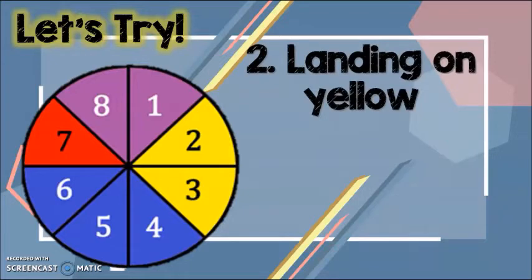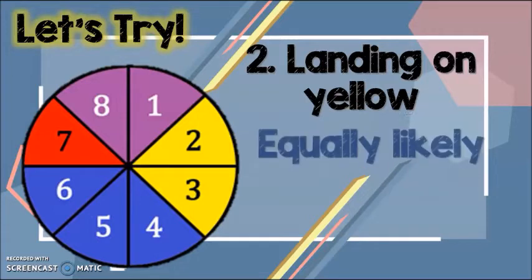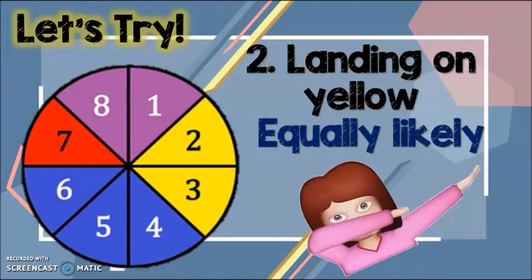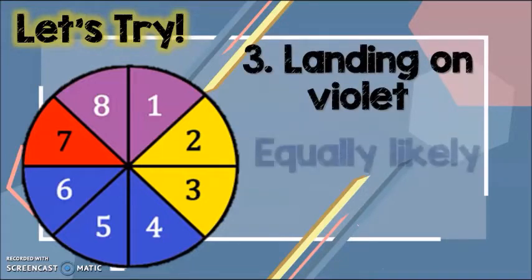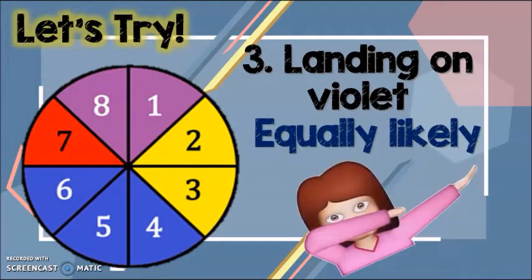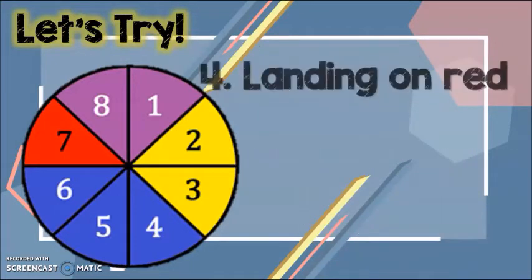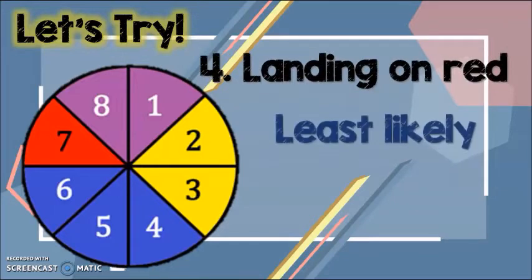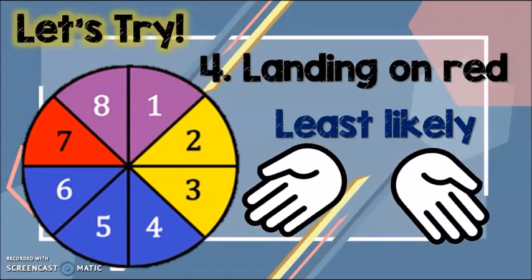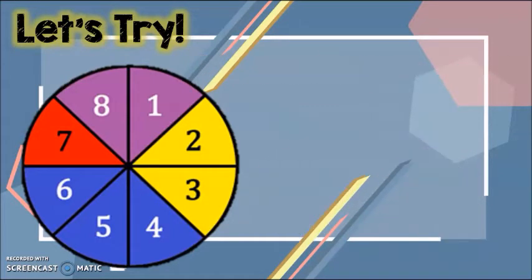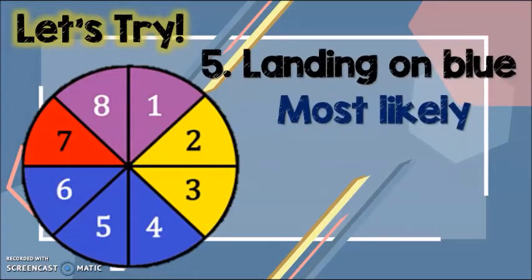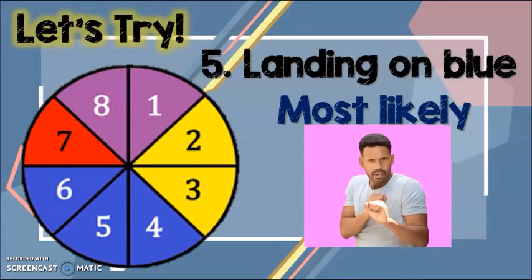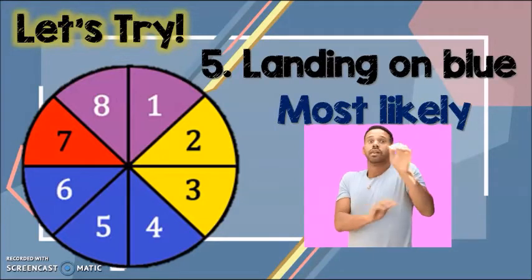Number 2, what's the probability of landing on color yellow? Equally likely. Great job, because there's an equal number of yellow and violet. Landing on color violet, equally likely because there's the same number as color yellow. Landing on color red, least likely because there's only one red in the color wheel. Landing on blue, most likely because there are 3 parts of blue in this given color wheel. So it's most likely to be picked.